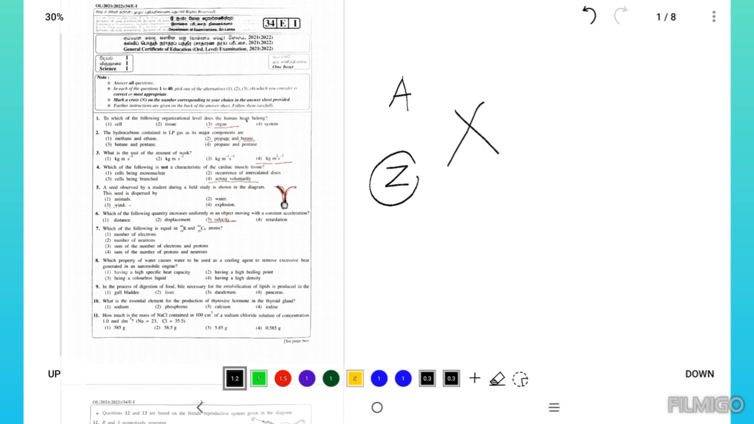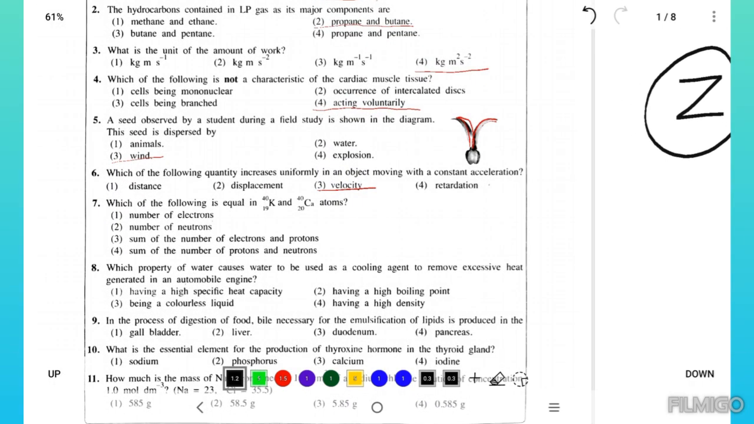Atomic number means the number of protons in the nucleus of the atom. Mass number means the sum of protons and neutrons in the nucleus. So here you can see the mass number is the same for both potassium and calcium. That means the sum of the number of protons and neutrons is the same. The answer should be the fourth answer.